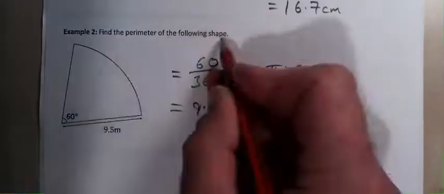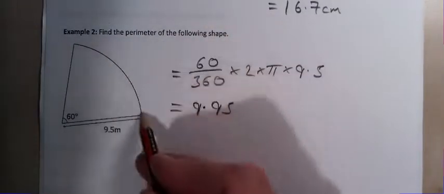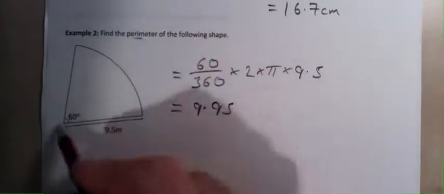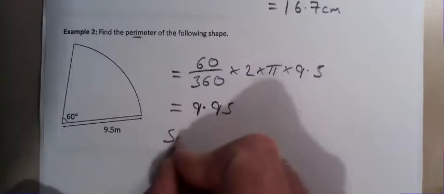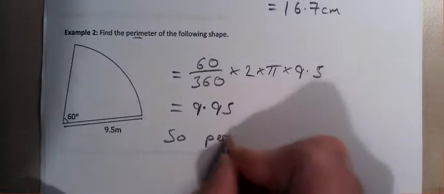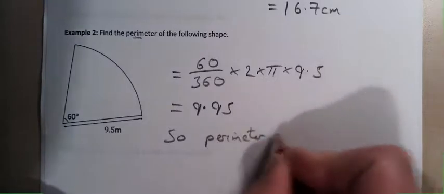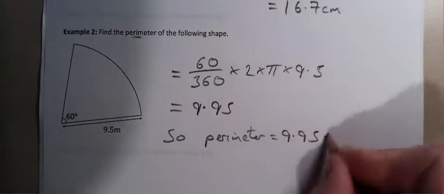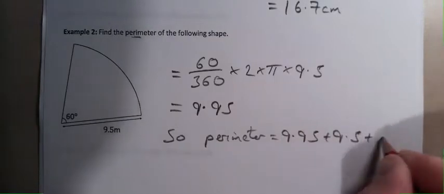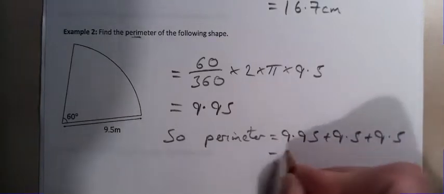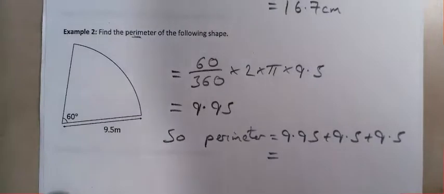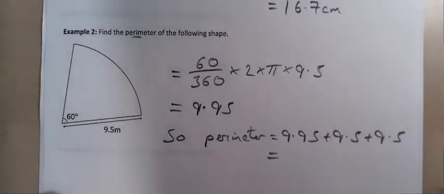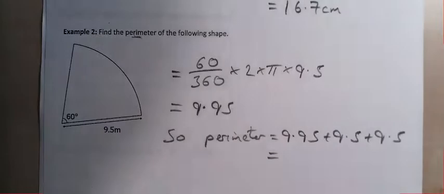I want the perimeter of this shape. The perimeter is the distance around it. It's a rim, obviously not the way we remember perimeter. So it's going to be this plus this plus this. So our perimeter equals 9.95 plus 9.5 plus 9.5. And that gives us 28.95.